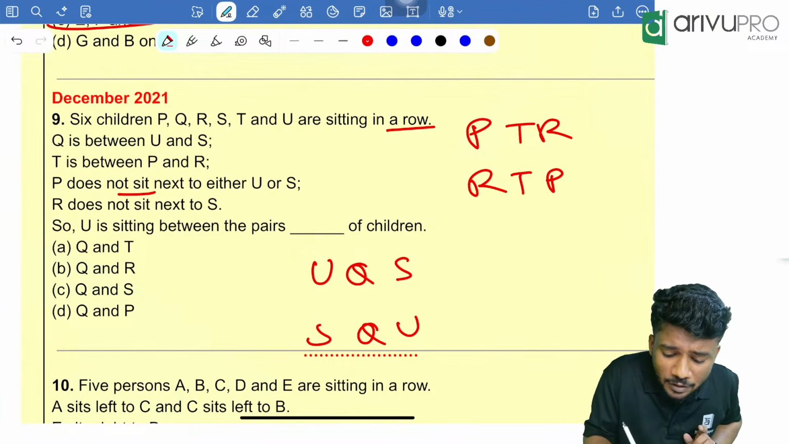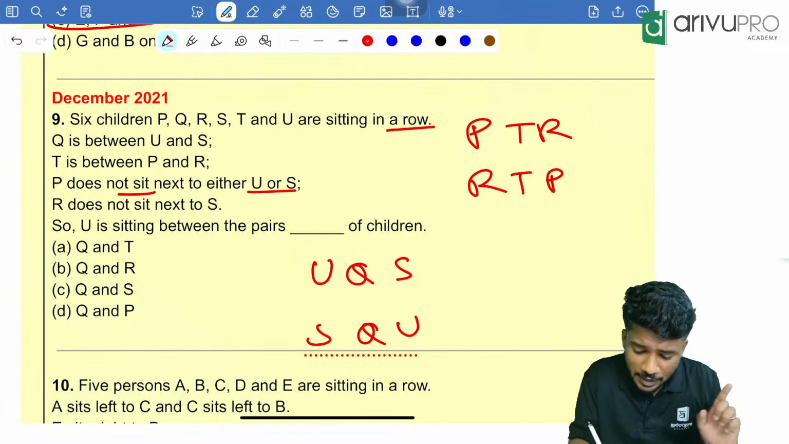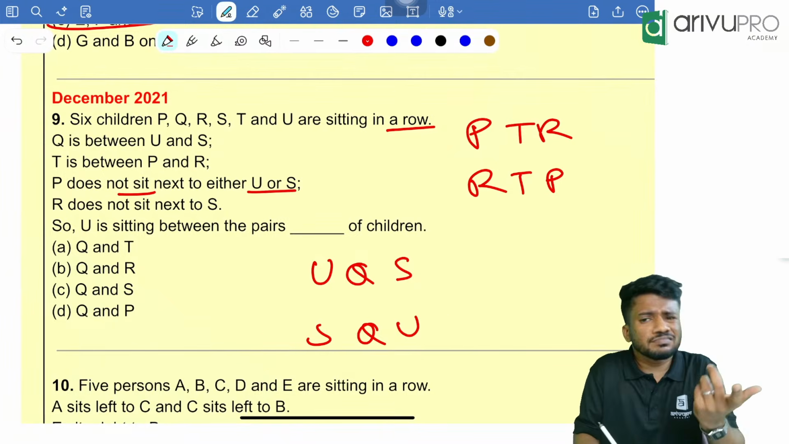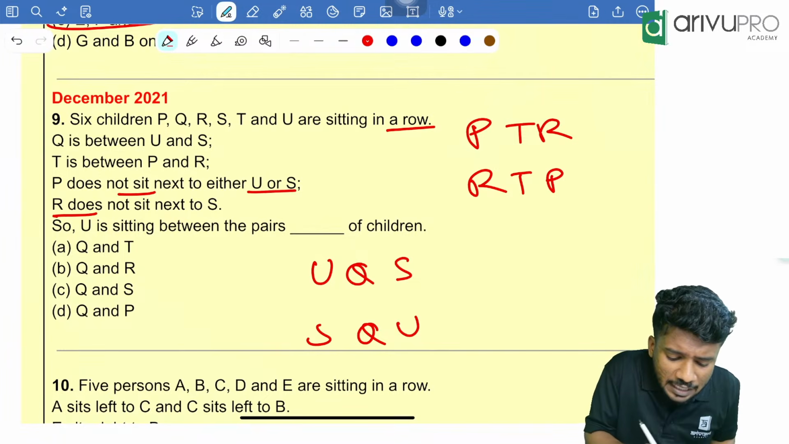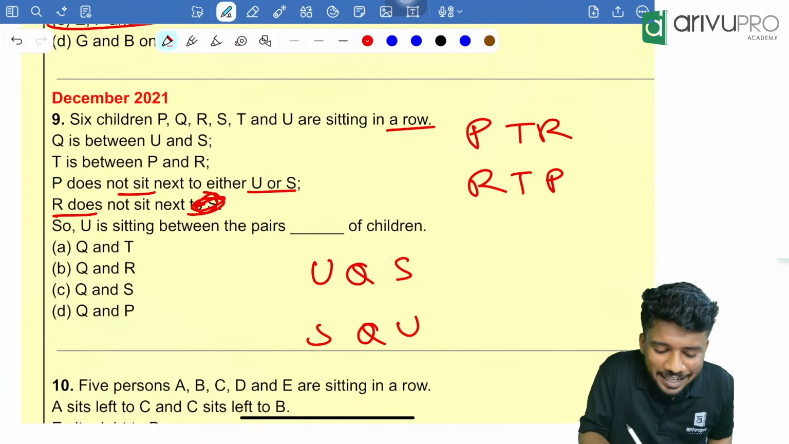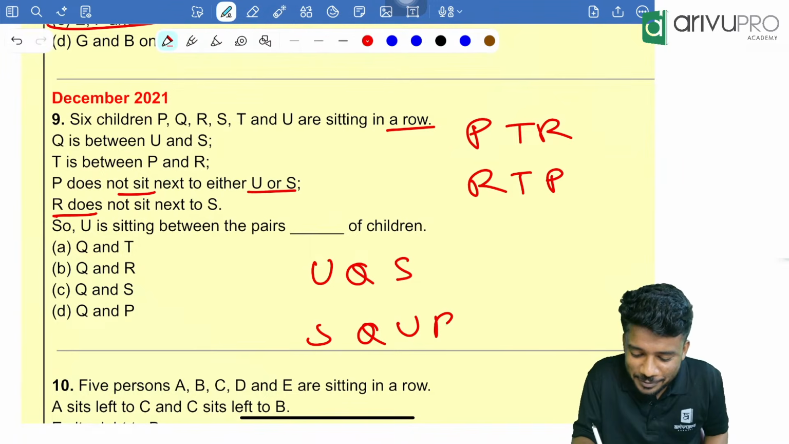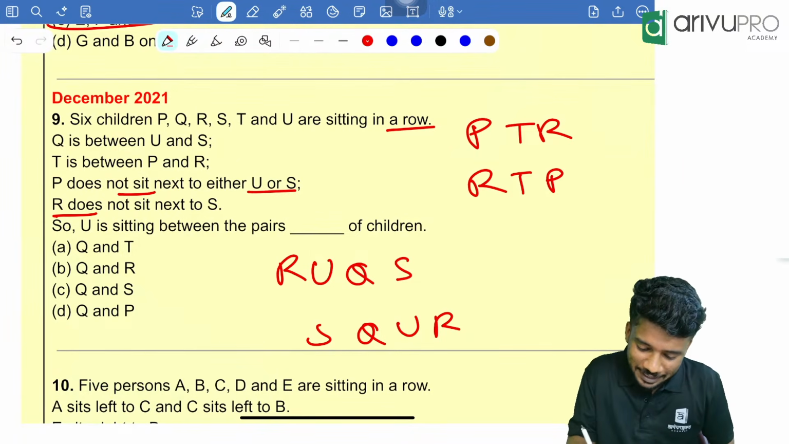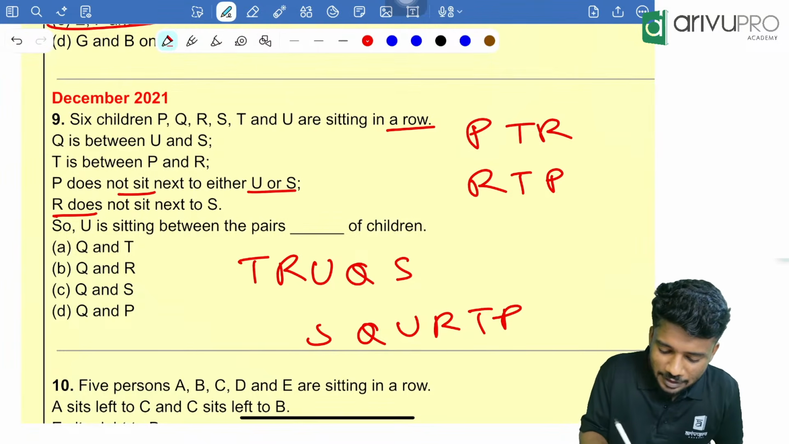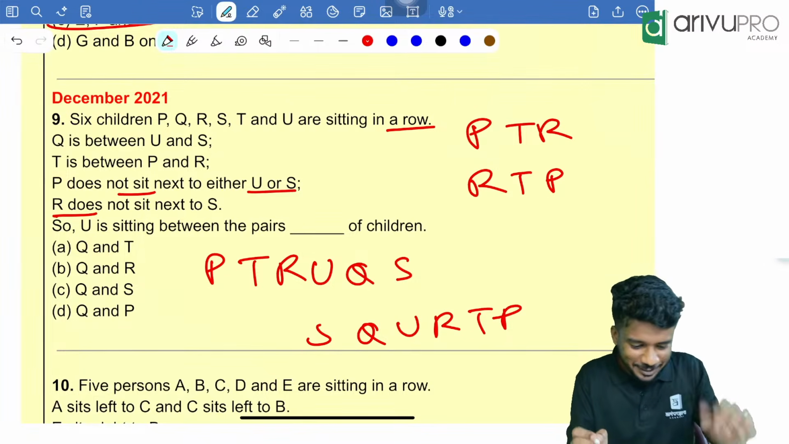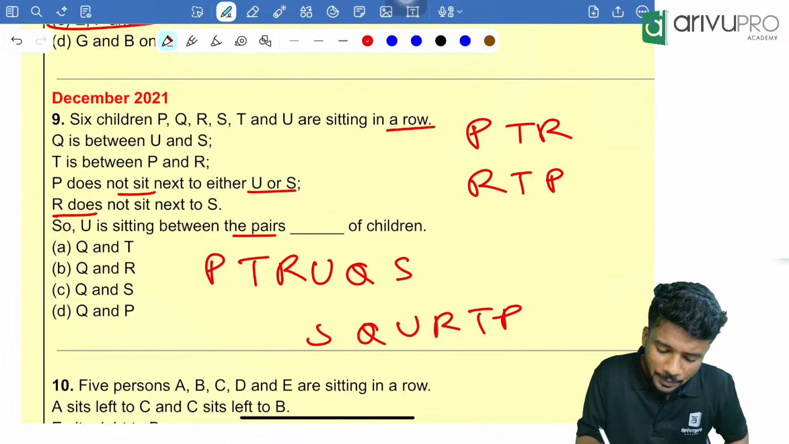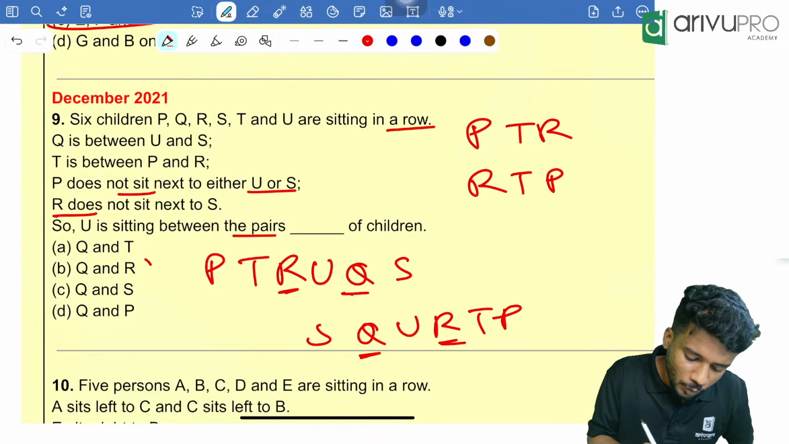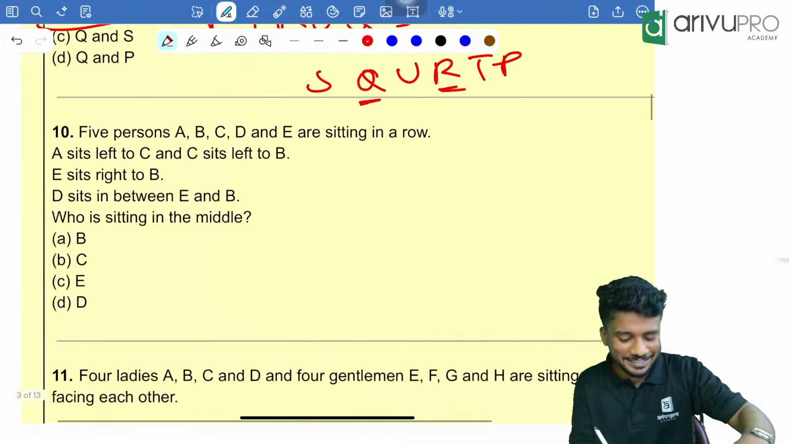Then P does not sit next to U or S. That means P cannot sit here or here. Good. Easy for us. R does not sit next to S, which means R should sit next to U. Then who is remaining? T and P, here T and P. Both ways you will get the same answer. U is sitting between the pair. U is sitting between what and what? R and Q, or Q and R. Option B is your answer.